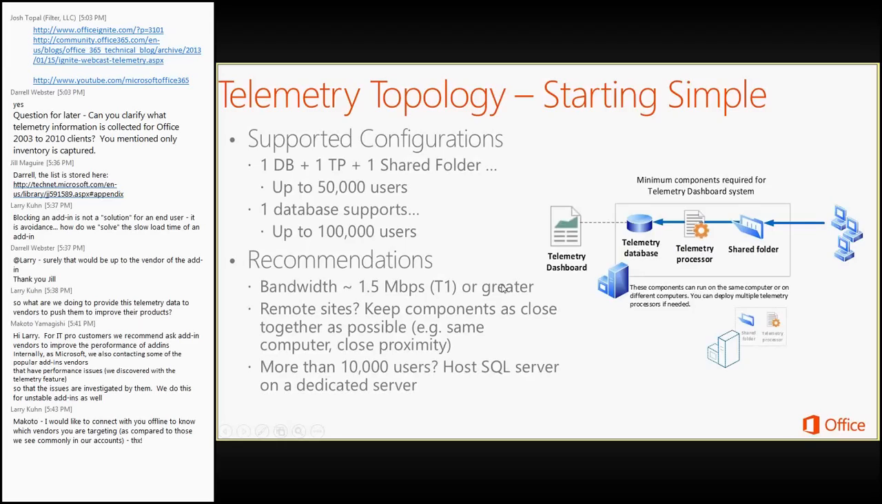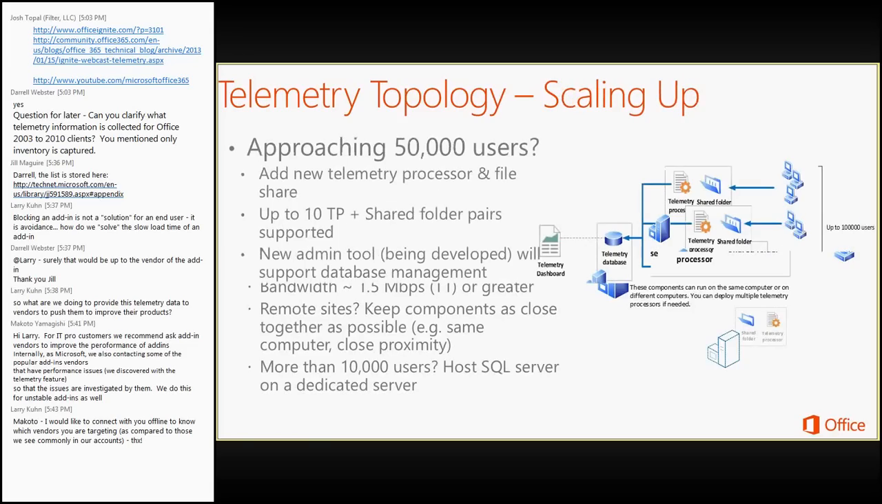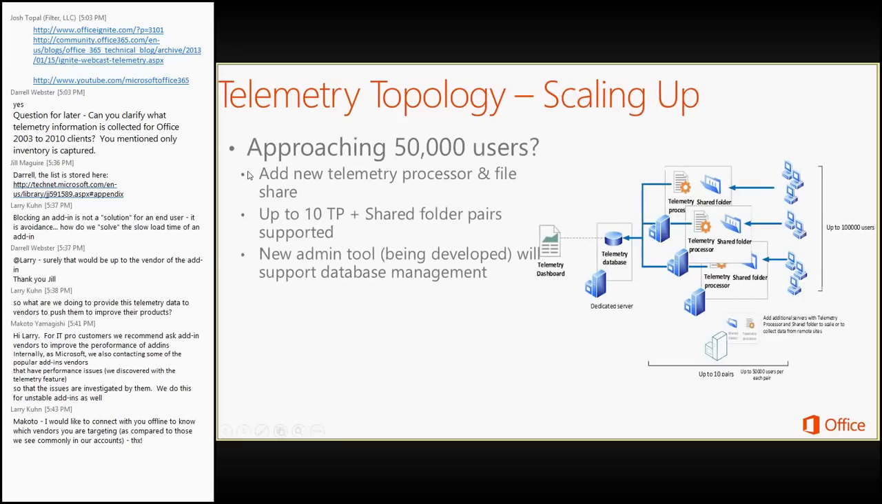But of course, as you get more complicated, we recommend you think about bandwidth constraints, 1.5 megabits, T1 or greater. If you have remote sites, you want to keep components as close together as possible, in the same computer ideally, or close proximity. Let's say I've got one site in America, one in Asia, one in Europe, or whatever, thinking about just latency issues. And of course, if you've got more than 10,000 users, think about hosting a dedicated server. These topology recommendations are also available on TechNet as well, but just to give you an idea.